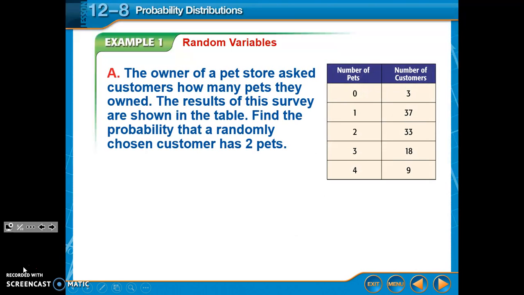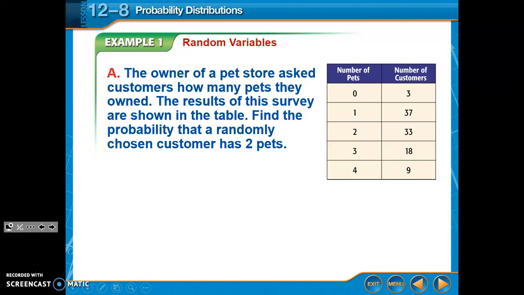Okay, so first thing we want to look at is random variables. The owner of a pet store asked customers how many pets they owned. The results of this survey are shown in the table. Find the probability that a randomly chosen customer has 2 pets.